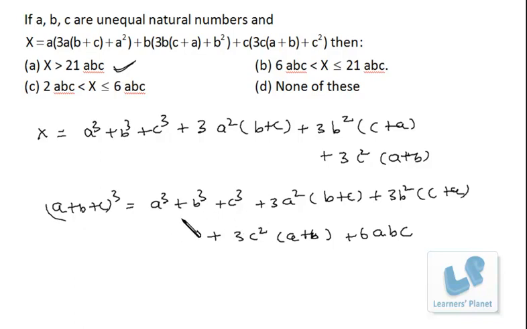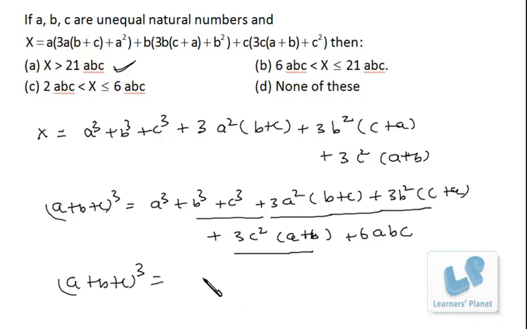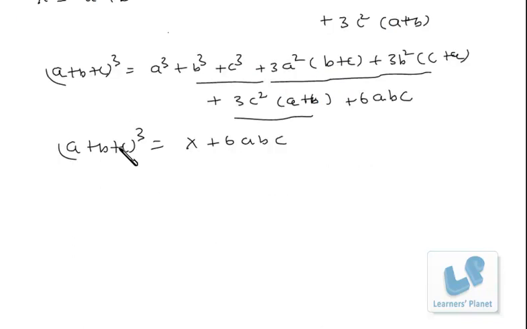Now this portion, that is this complete portion, and this portion, that is what it is, x. That means (a plus b plus c) whole cube is equal to x plus 6abc, isn't it? Now you must be knowing that the arithmetic mean of any numbers is greater than their geometric mean. So that means (a plus b plus c) by 3, that is the arithmetic mean of a, b and c, will definitely be greater than their geometric mean. Geometric mean of abc will be the cube root of abc.